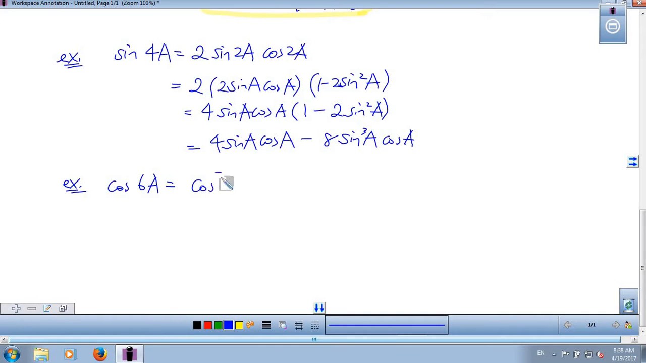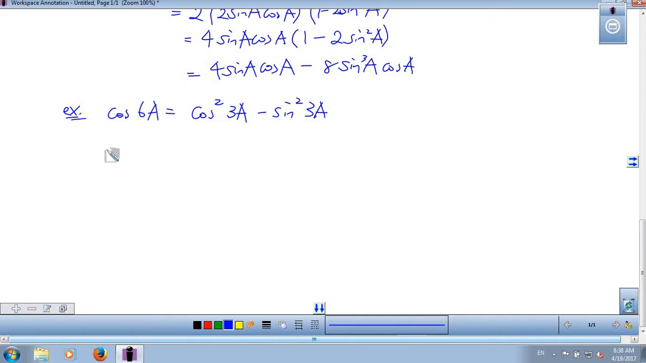So this could be cosine squared of 3a minus sine squared of 3a. Okay, that's right. This is 3a, and we can even do a fraction. We can even apply these formulas to a fraction. Cosine of 2/3 a. Well, what's 2/3? 2/3 is twice of 1/3, right? So this can be written as 2 cosine squared of 1/3 a minus 1. Okay, 1/3 a being the angle there, because it's half of 2/3 a.